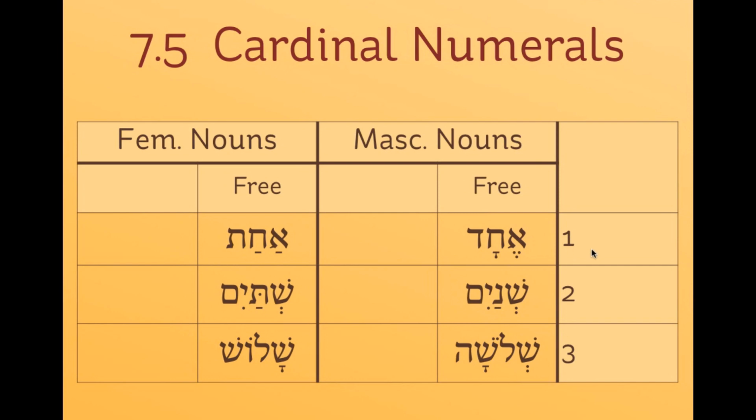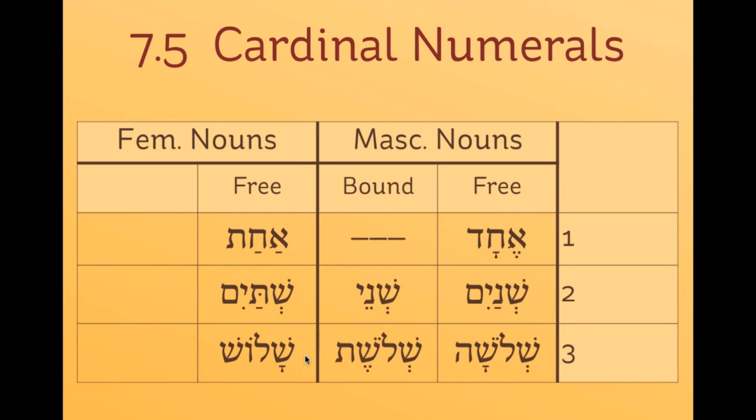So 1, you would say sus echad, 2, shnaim susim, 3, shlosha susim. If you're describing a feminine noun, you'd use these forms. A feminine noun like para: para achat, shtaim parot, shalosh parot. So two different forms for whether you're describing a masculine noun or a feminine noun.